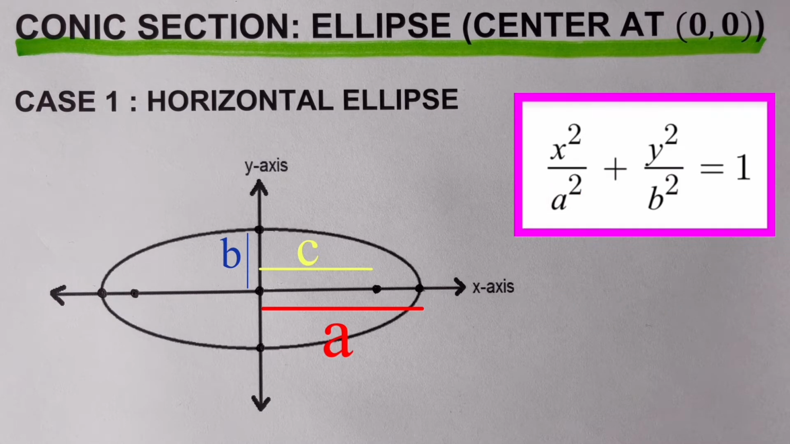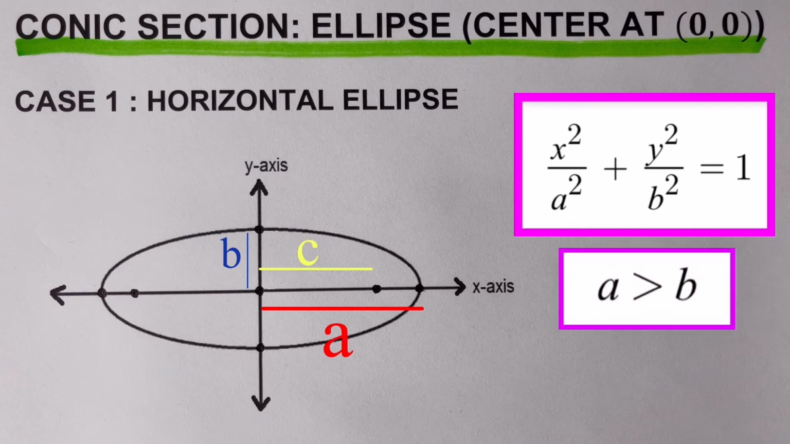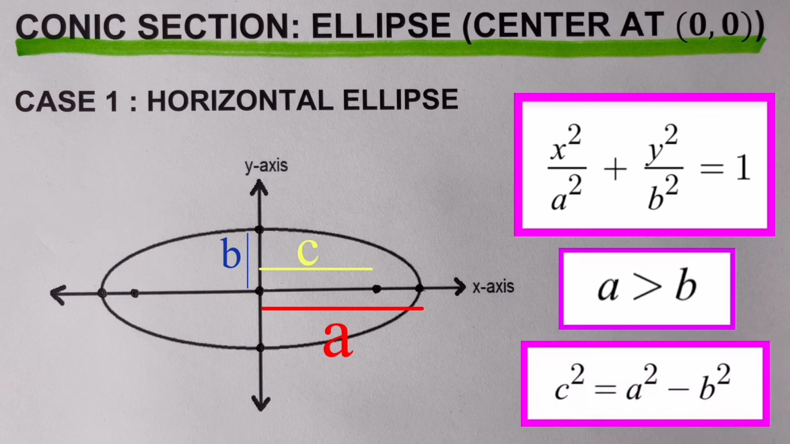We also remember that our a value, which is the semi-major axis, will always be greater than b, which is the semi-minor axis. That's true every time. And the equation that can be used to determine the length of c, that is from the center to the focus, is c squared equals a squared minus b squared.